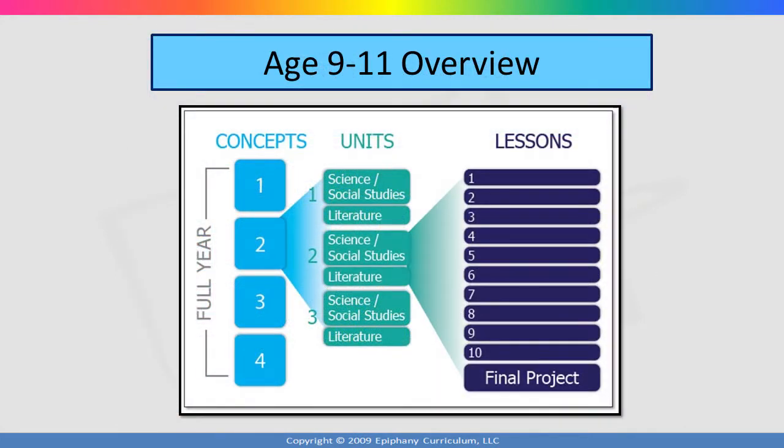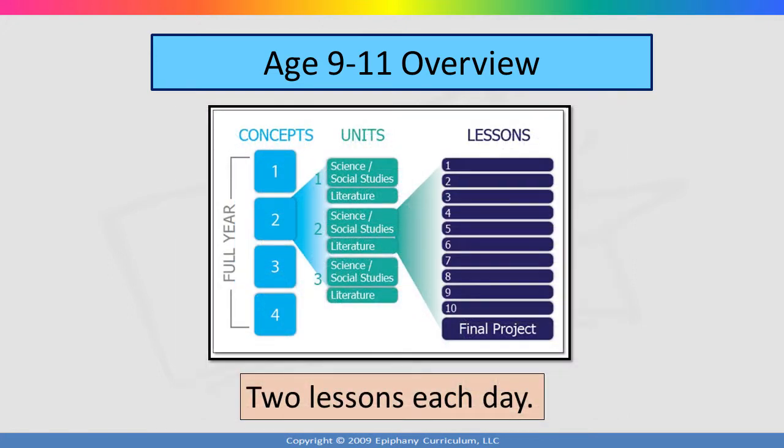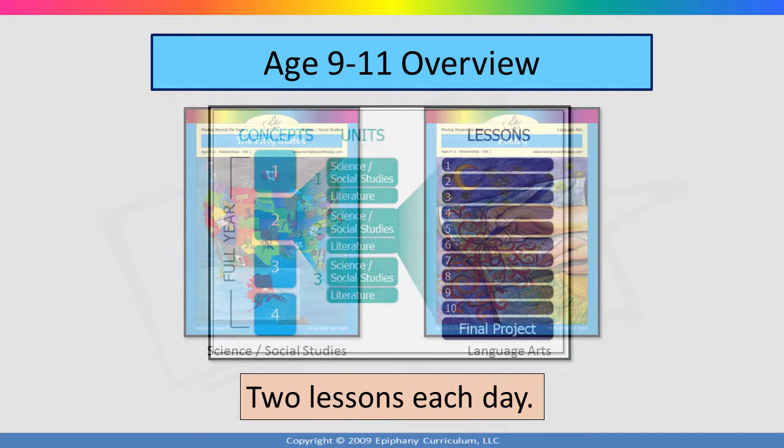The age 9 to 11 level is 1 year of academic instruction. The year is divided into 4 9-week concepts. Each of these concepts is comprised of 3 science and social studies units and 3 language arts units. Each unit has about 10 lessons and a final project. Now that may sound like a lot to keep track of, but all you need to know is this. Do 2 lessons each day. 1 lesson from science and social studies and 1 lesson from language arts.